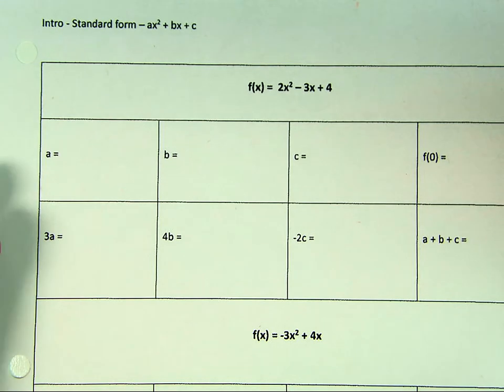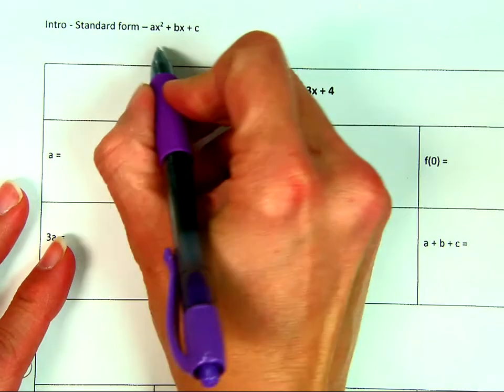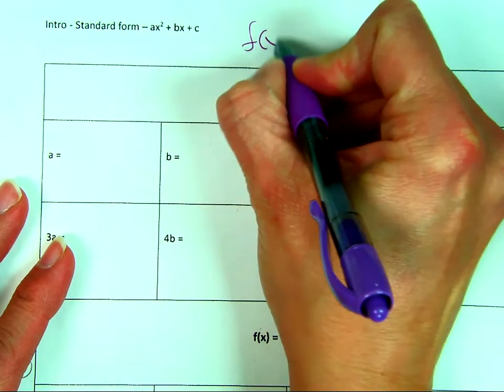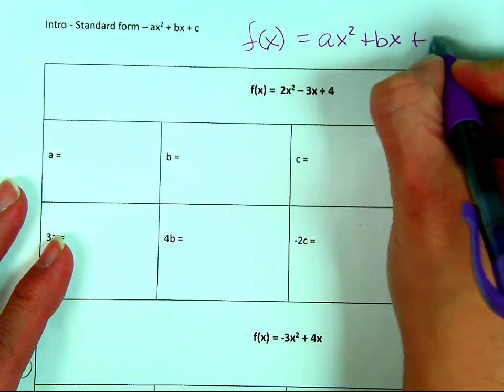Today we're going to just introduce the standard form of a quadratic equation. So we've been dealing with vertex form, but now we're doing the standard form. Standard form is when you have f of x equals ax squared plus bx plus c.